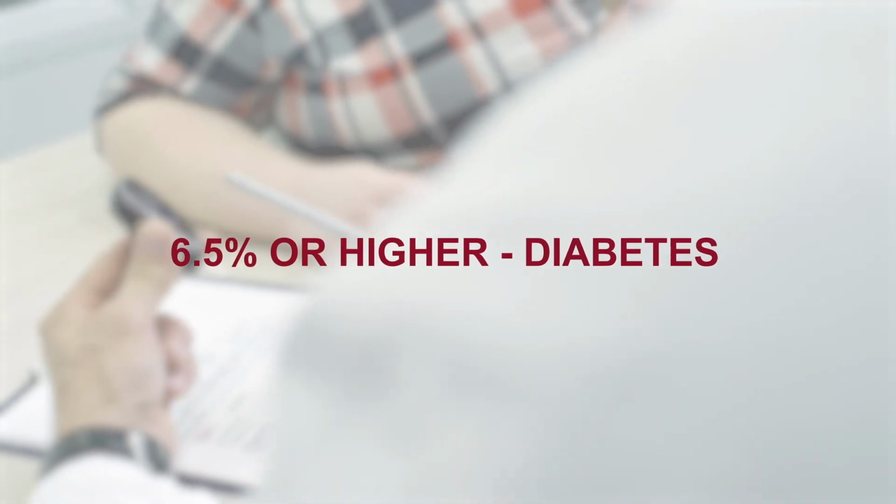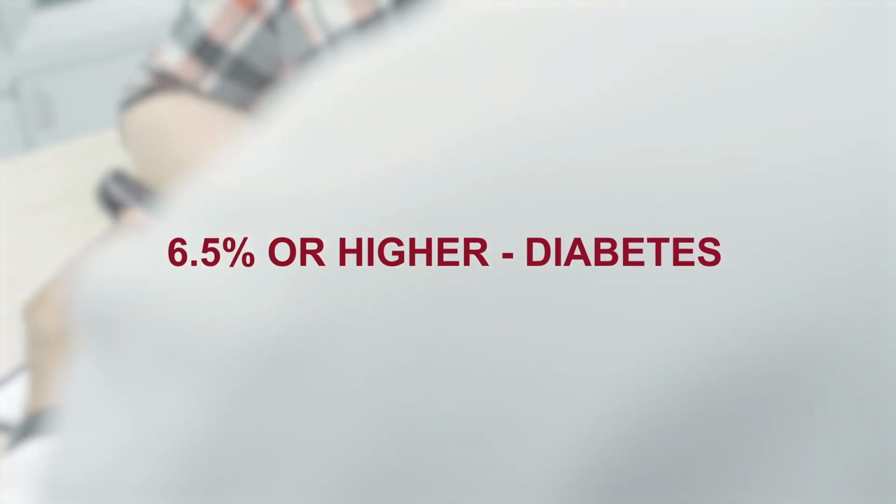An HbA1c of 6.5 or higher indicates you have diabetes. If you have diabetes, you need to keep this number below 7% to decrease your risk of long-term complications. Heart disease is the leading cause of death for those living with poorly controlled diabetes. If you are waiting for surgery, you want to have the best glucose control possible to decrease your risk of infection and to promote healing.